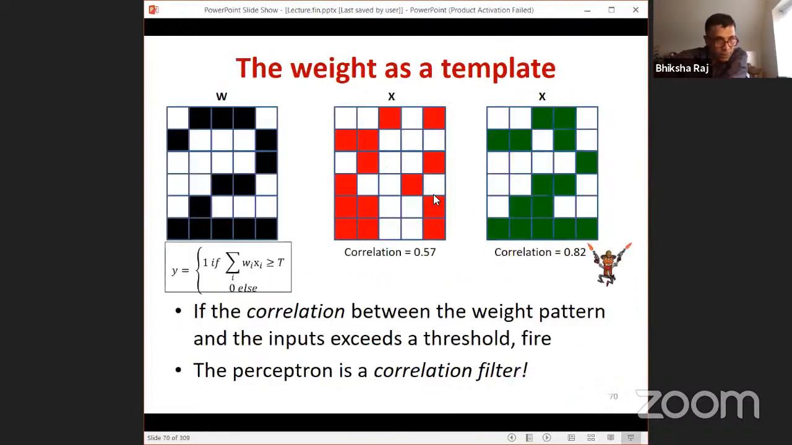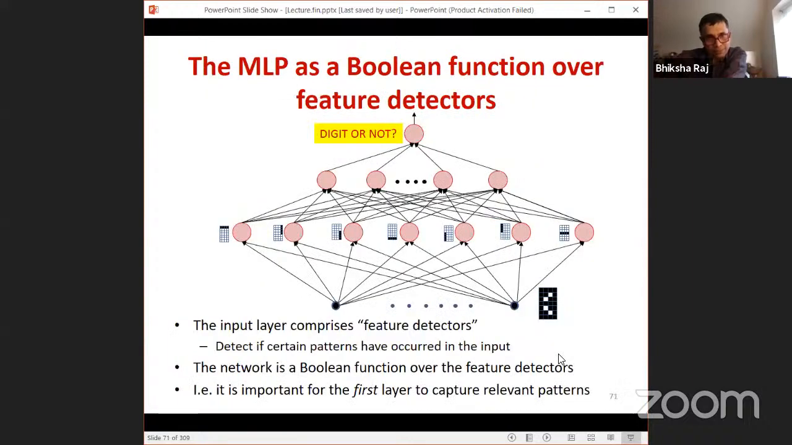Arithmetically, what this means is that the neuron fires if the correlation between the weights and the inputs is greater than a threshold. So for example, if I want to build a digit 2 detector, all I need to do is to arrange the weights of my perceptron in the pattern of a 2. If the pattern of input pixels has a low correlation with this arrangement of weights, the neuron will not fire. But if it has a high enough correlation, where I can choose my correlation threshold, it will fire. So basically, individual perceptrons are correlation filters.